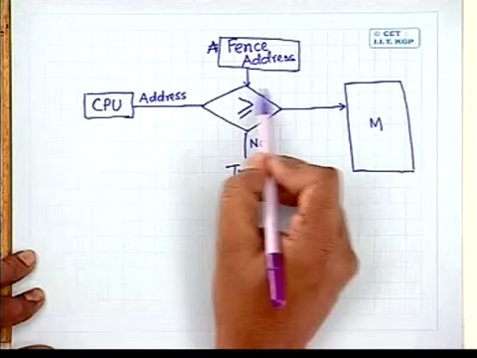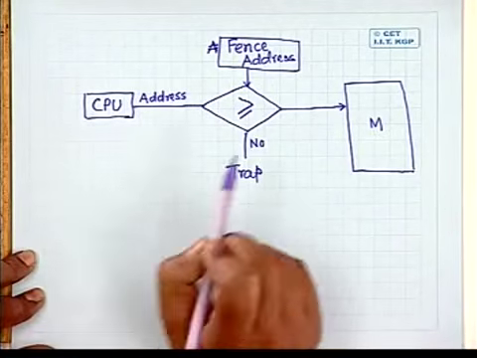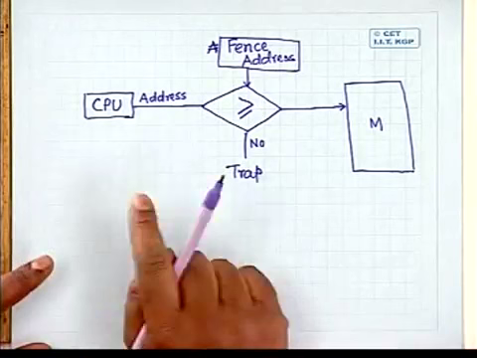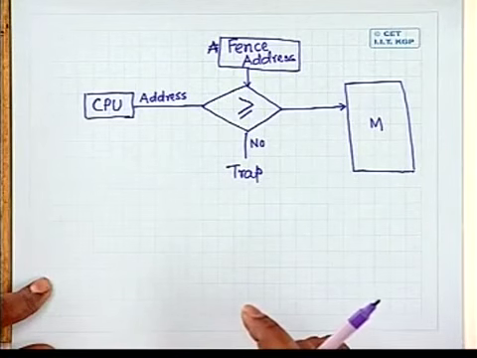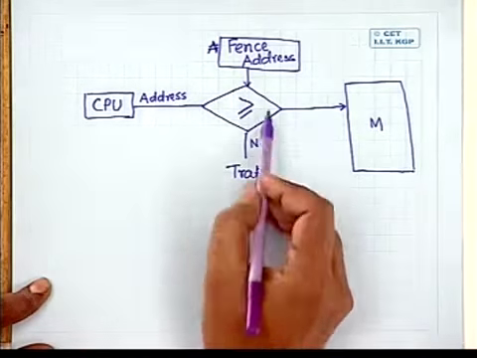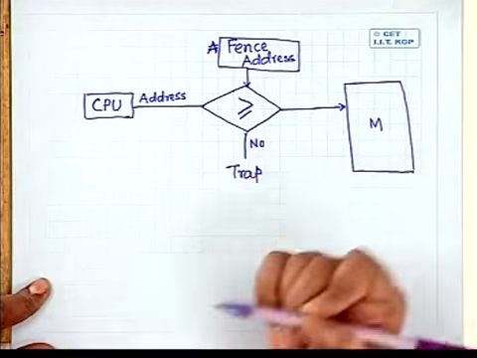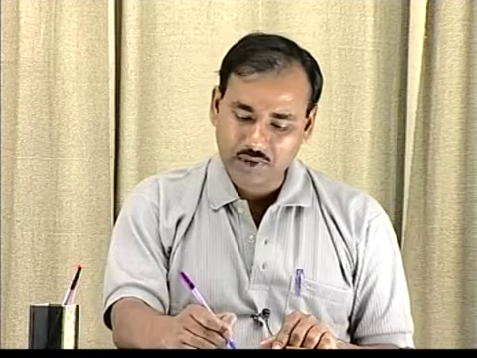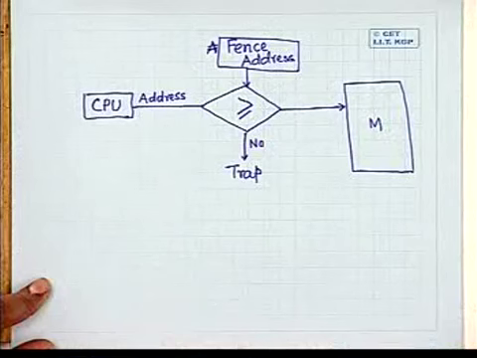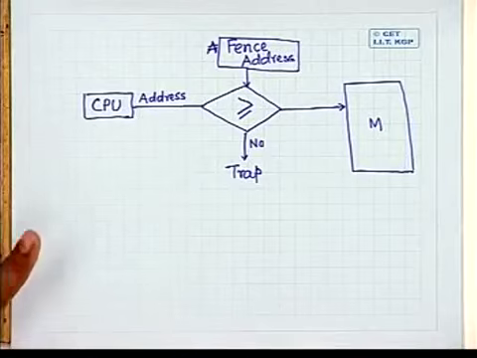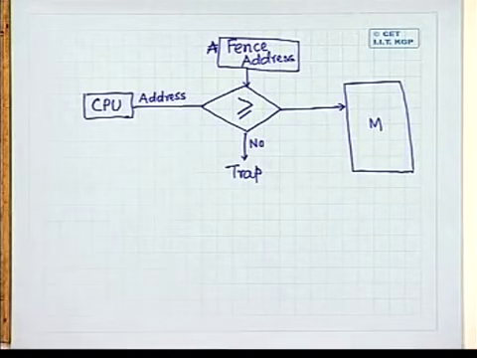So this hardware comparison can be executed parallelly at the same time when the process is trying to access the memory. I can have such a hardware comparator, and the fence address itself can also be built in hardware. That means one of the inputs of this comparator can be tied to the fence address permanently. But with that we'll have a problem: if the fence address is built in hardware, that means the fence address is fixed.